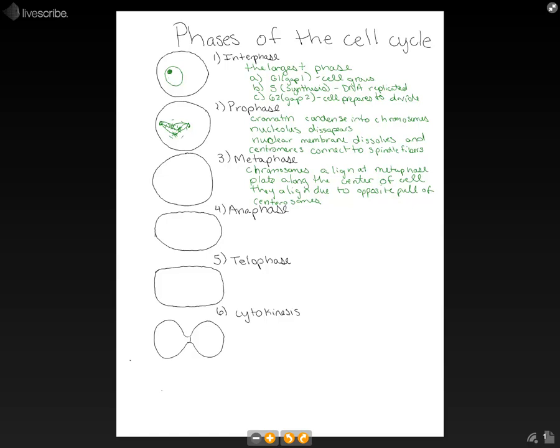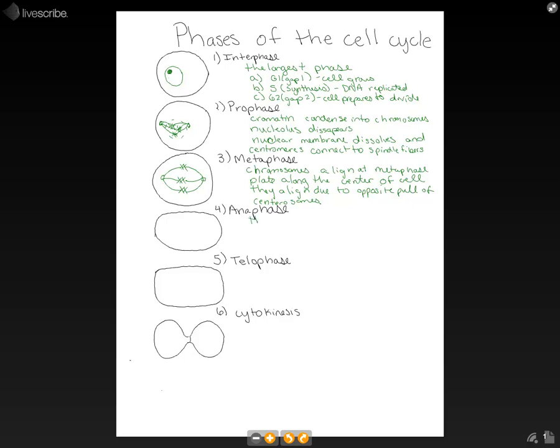So I'm going to show our metaphase plate here just along the middle of the cell, which is really more of a disc if you think about it, since we have a sphere here. And you can see we have our DNAs replicated and they're kind of joined together.